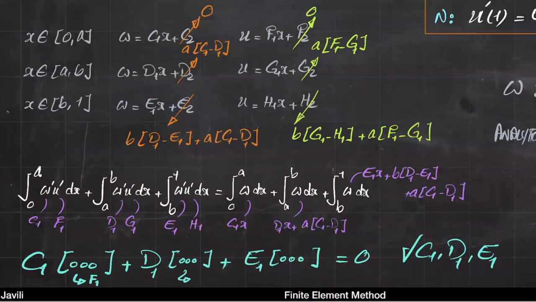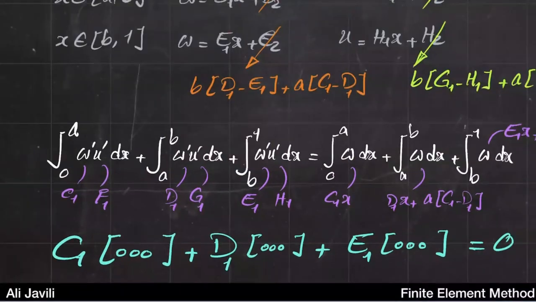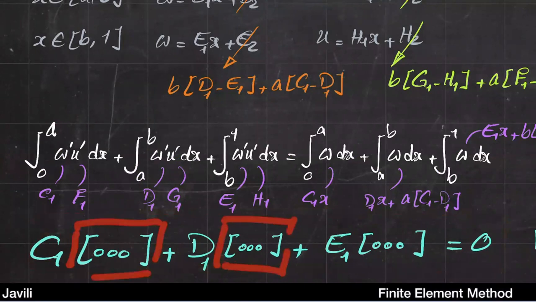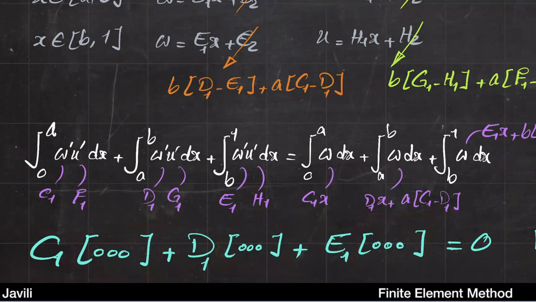This one gives you G1. Let me just use a different notation. I don't mean the expression is exactly F1. I just mean that if this thing is 0 and it holds for any C1, D1, and E1, then this must be 0, this must be 0, and this must be 0. By doing that, you get three equations.